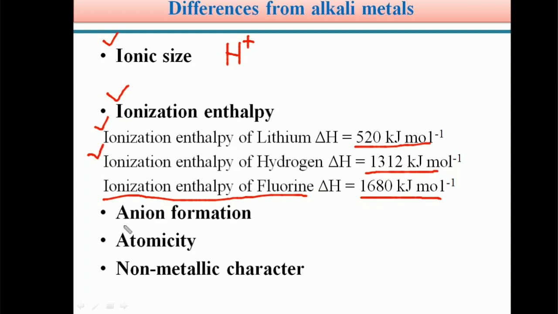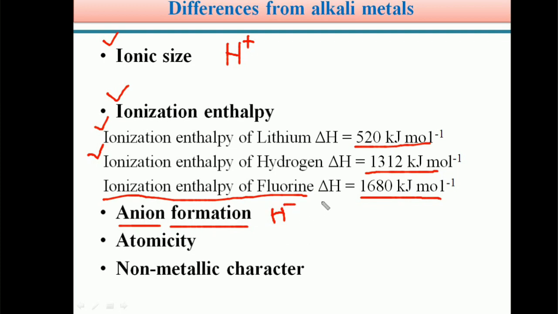Next difference is anion formation. Students, alkali metals are electropositive in nature. Lithium, sodium, and potassium generally always form positive ions, cations: Li plus ion, Na plus ion, K plus ion, meaning they donate their valence electron. But students, hydrogen has the ability to accept a single electron and form an H minus ion.